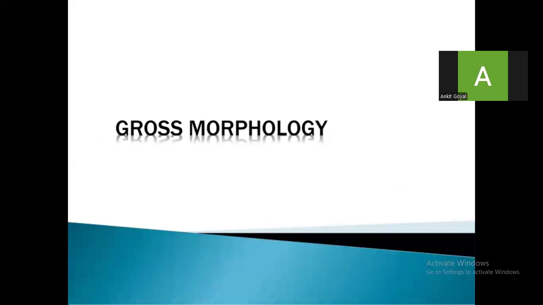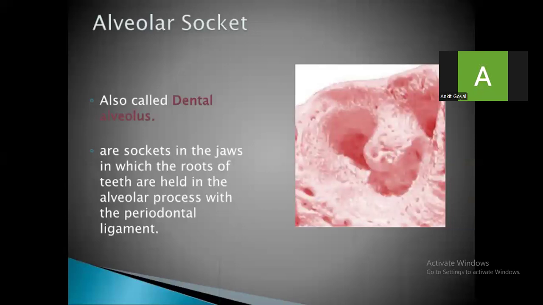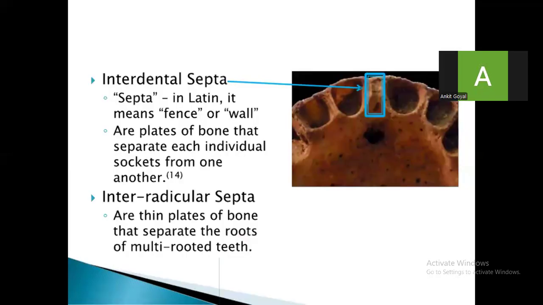Now comes the gross morphology. The alveolar socket is also called the dental alveolus. These are the sockets in the jaws in which the roots of teeth are held in the alveolar process with the periodontal ligament. The interdental septa, meaning the fence or wall, are the plates of bone that separate each individual socket from one another. The interradicular septa are the thin plates of bone that separate the roots of multi-rooted teeth.